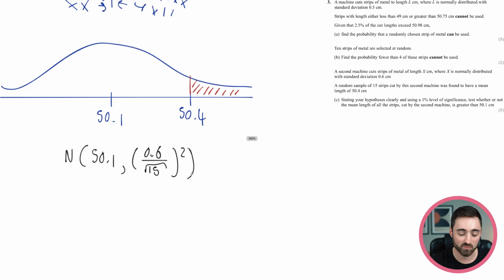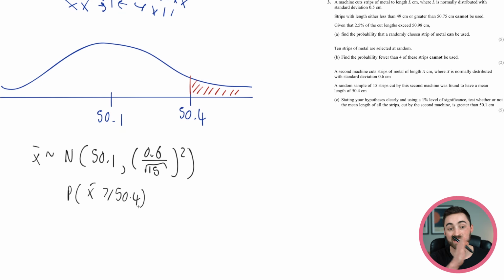So I'm going to work out the probability that this is greater than or equal to 50.4, and then check that against my significance level, because that's what I care about here.